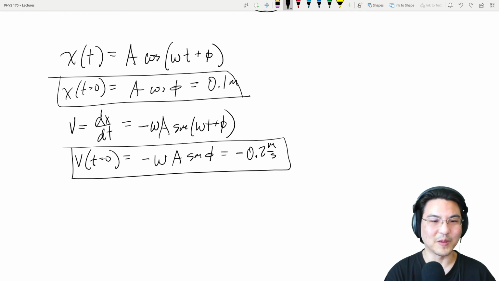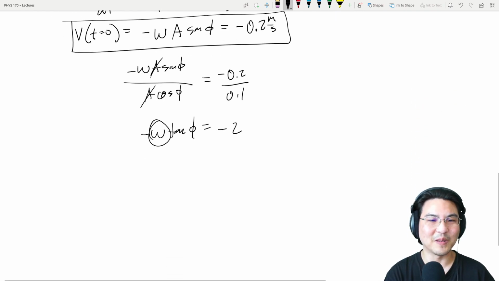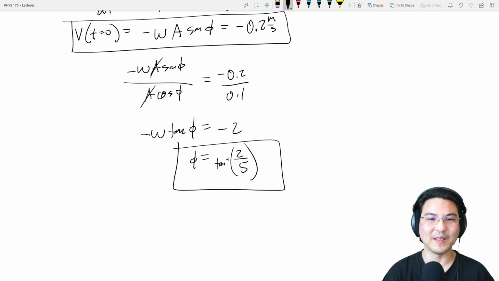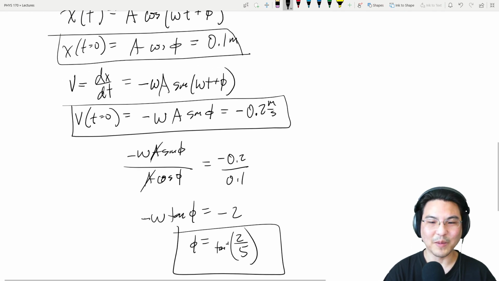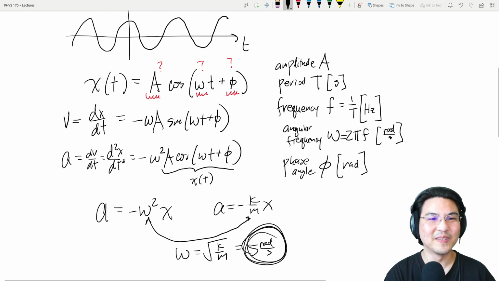What's a good way? I'll put this one divided by this one. There are a lot of ways you can solve. Minus 0.2 over 0.1. So here you see that cancels. So minus omega sine over cosine is tangent. And then this is minus 2. And omega we said was 5, right? So tan phi is minus 2 over minus 5. Oh, the minuses cancel. So here we go, now we got the phase angle. Then you take that number and plug it right back in here, and then solve for the amplitude. Now we know all 3 of these, this, this, and this. So then you have the function, and that will be the answer.